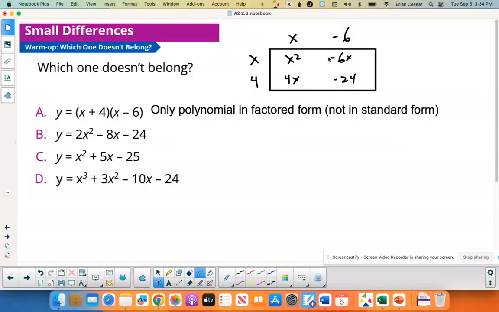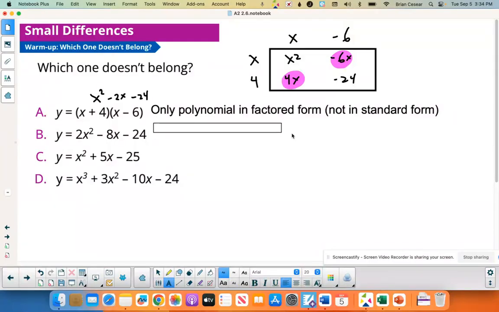Now the 4x and the negative 6x, you can combine those because those are like terms. So this polynomial, if I wanted to move it into standard form, when I combine the 4x and the negative 6x, I get the negative 2x right here. I could put it into standard form, but anyways, that would be the reason for that one.